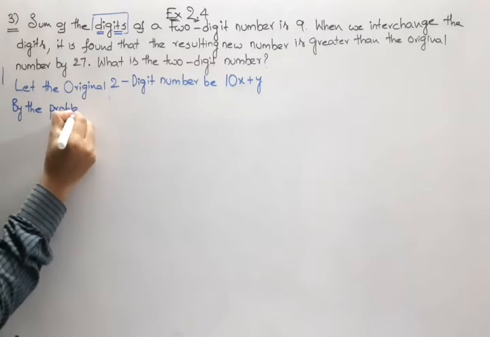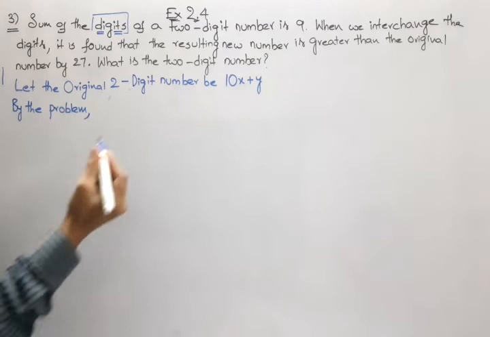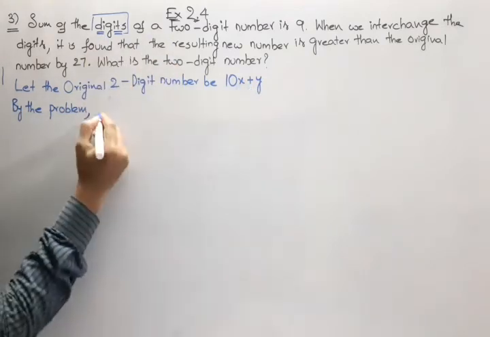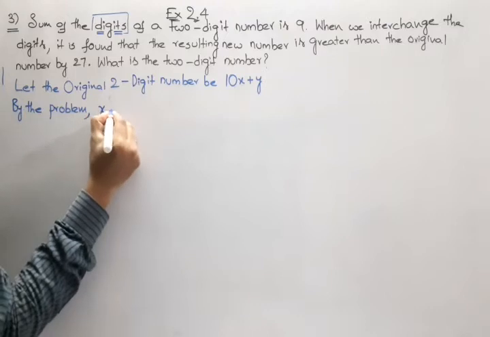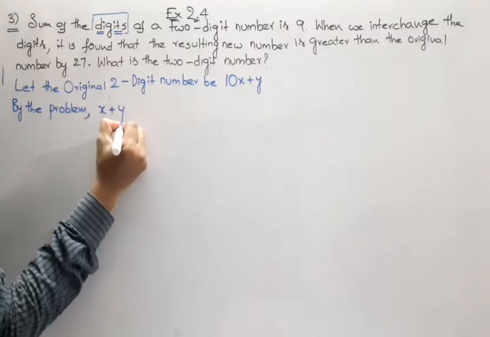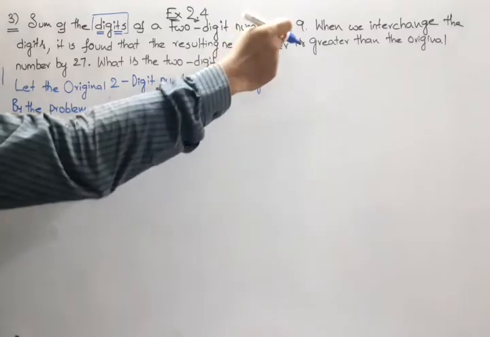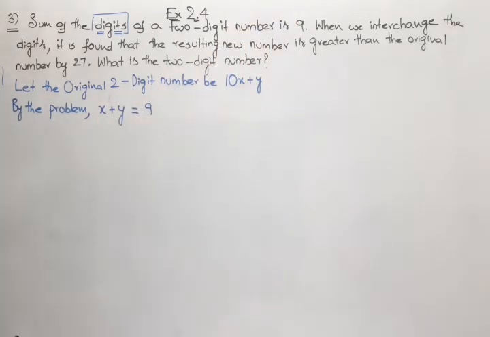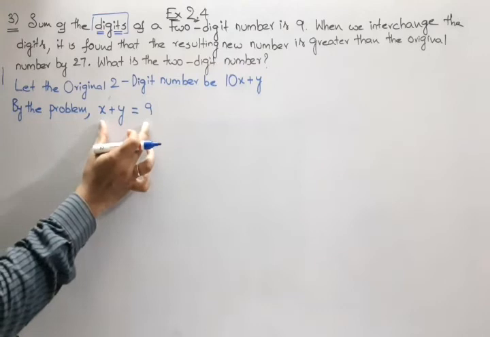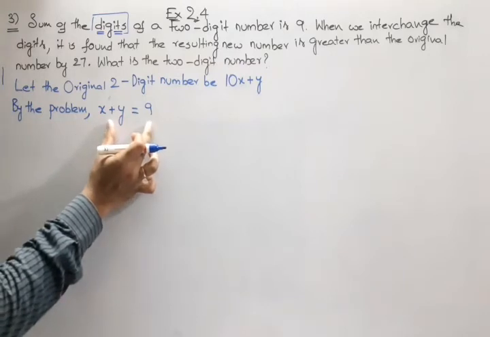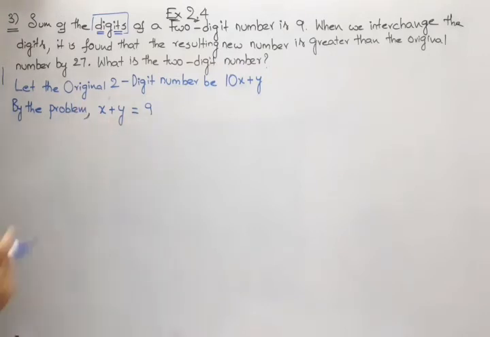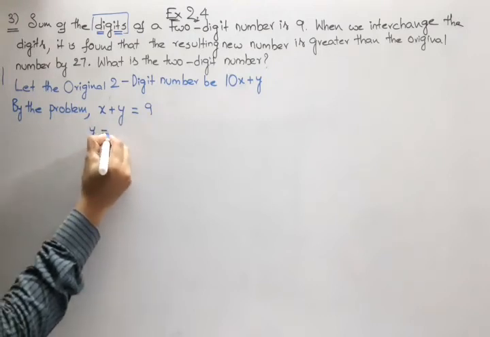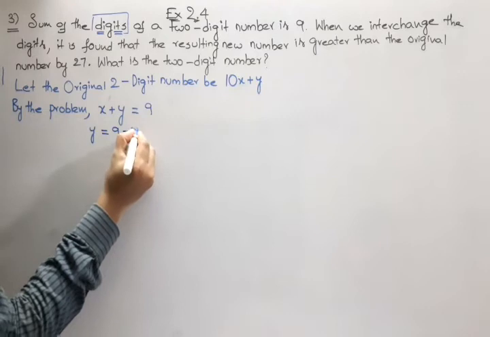Now, by the problem, that means as per the information given in the problem, they told the sum of the digits. Digits here are x and y. They clearly told it is a sum. That means x plus y is equal to how much? 9. Please understand this carefully. Sum of the digits is given as 9. So through this, can I write y as 9 minus x?